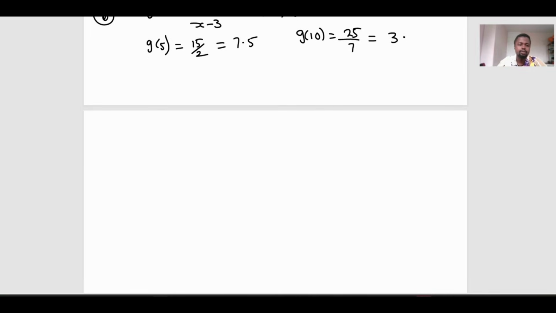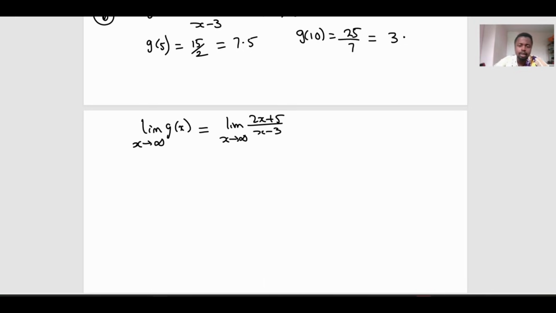I'm going to find the limit of g of x as x approaches infinity, because if x is increasing, and the question says x is greater than or equal to 5, that means x continues to increase infinitely. So x is approaching infinity. So I'm saying the limit of 2x plus 5 over x minus 3 as x approaches infinity.